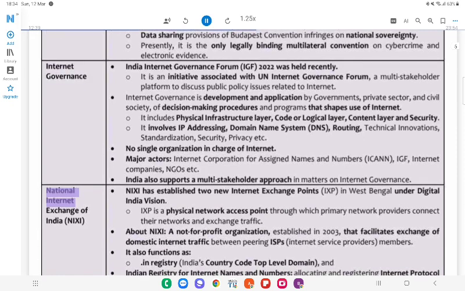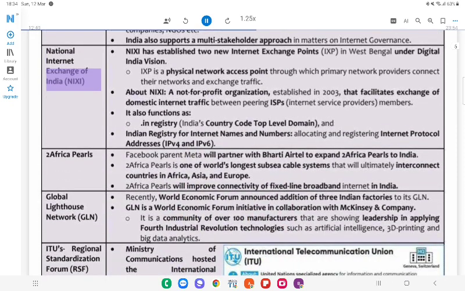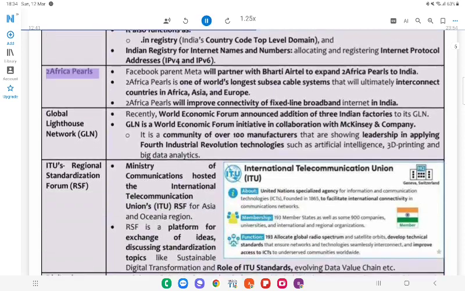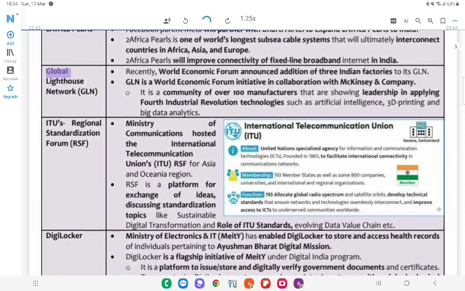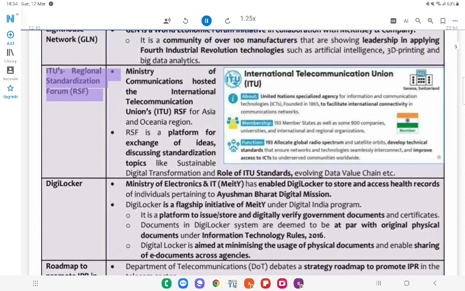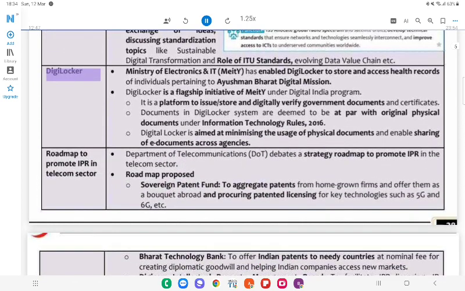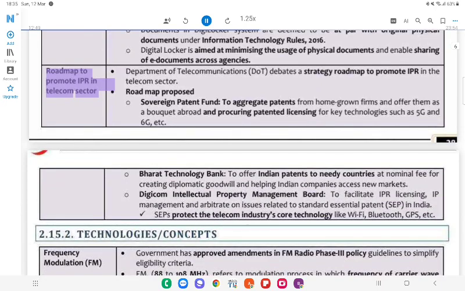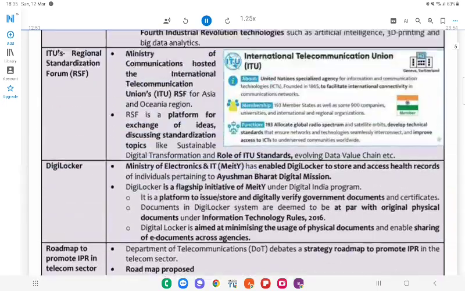Internet Governance: National Internet Exchange of India, NIXI. Africa Pearls. Global Lighthouse Network, GLN. ITU's Regional Standardization Forum, RSF. DigiLocker. Roadmap to promote IPR in the telecom sector.